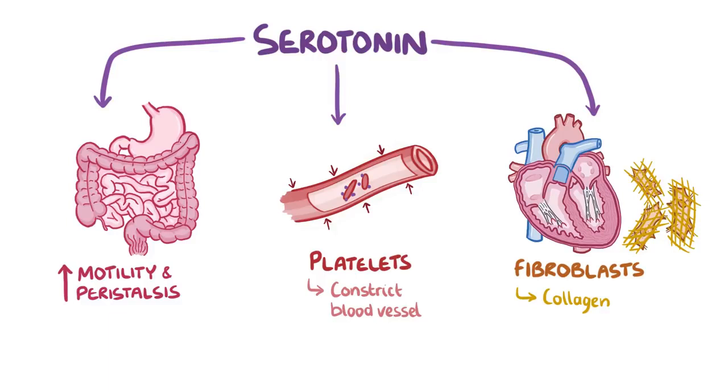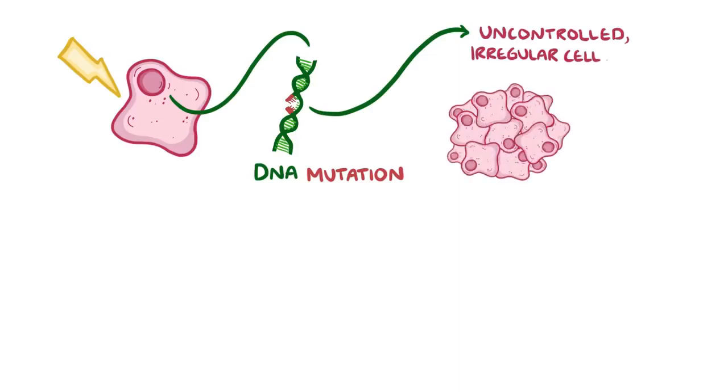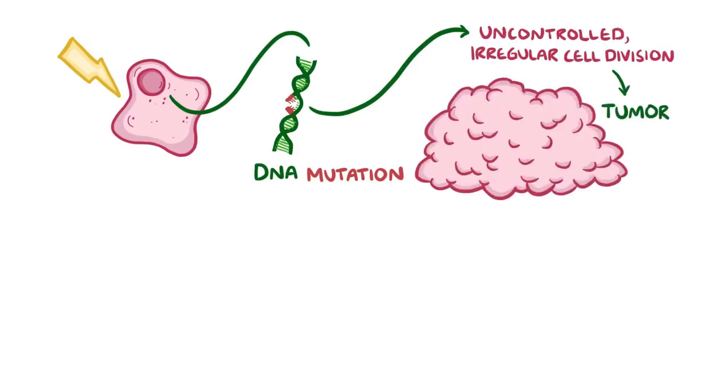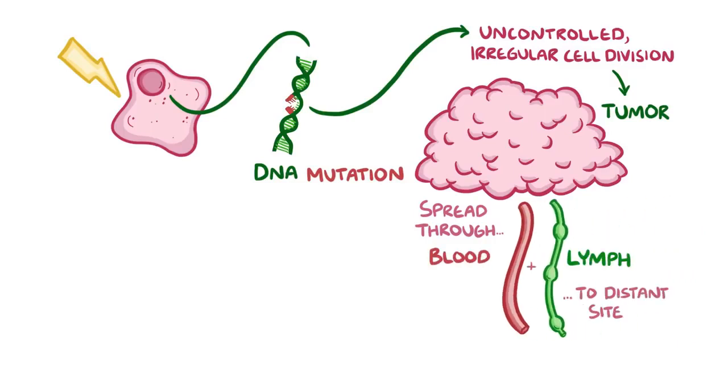Okay, so we get what serotonin does, but where does the tumour side of things come into it? Well, a cell can become cancerous when DNA mutations cause abnormal cellular functions, like uncontrolled, unregulated cellular divisions, which forms a tumour. The limitless replication means that the developing tumour can invade nearby tissue and spread through the blood and the lymph to distant sites in the body, and this is called metastasis.